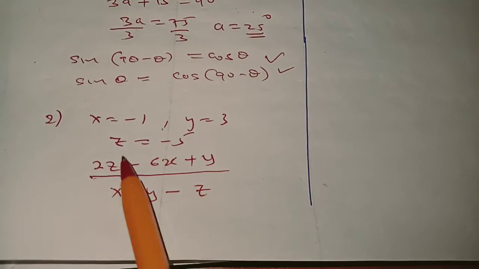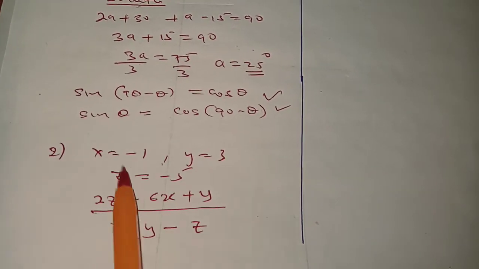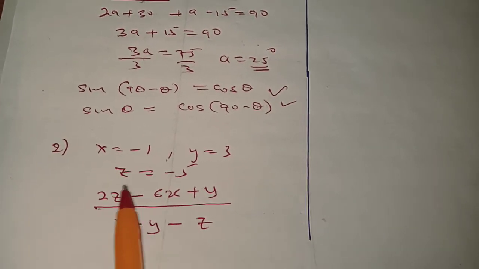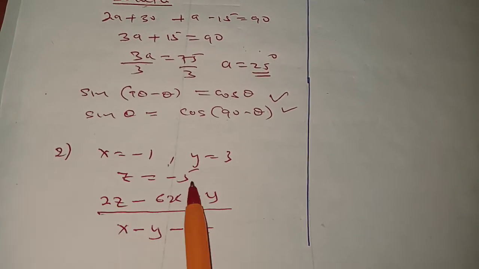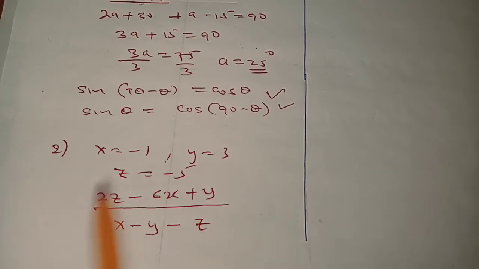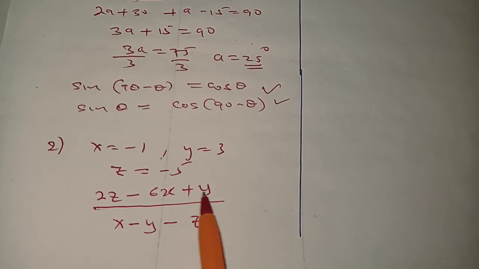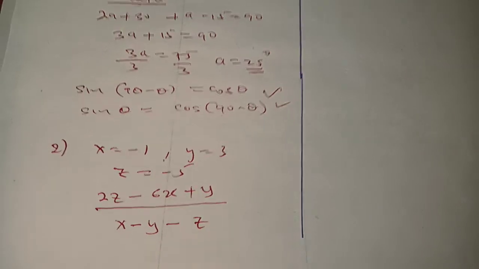This is an algebraic problem, so you need to understand the algebra and also the concept of integers. So x is -1, y is 3, z is -5, and the expression in the numerator is 2z - 6x + y, with x - y - z in the denominator. Then you're supposed to substitute and simplify. So let's get to the solution.